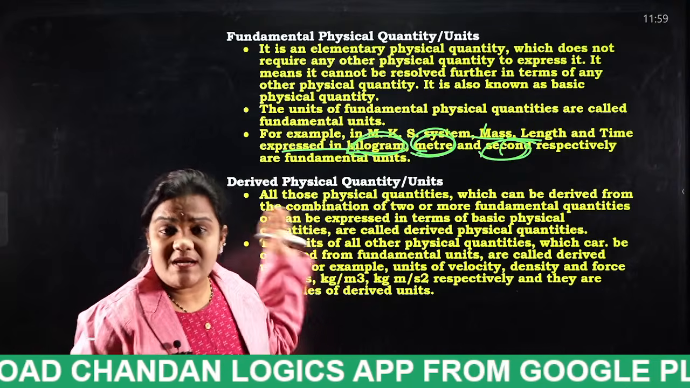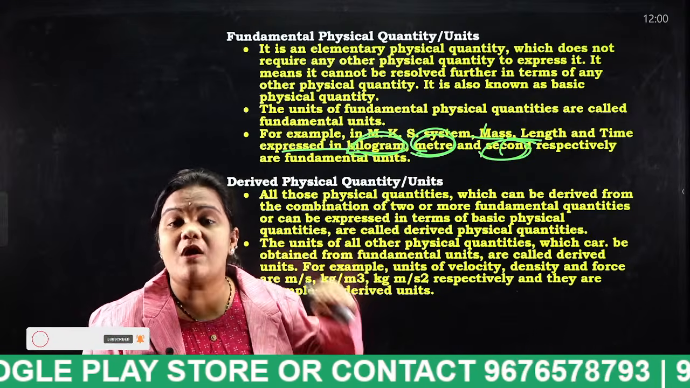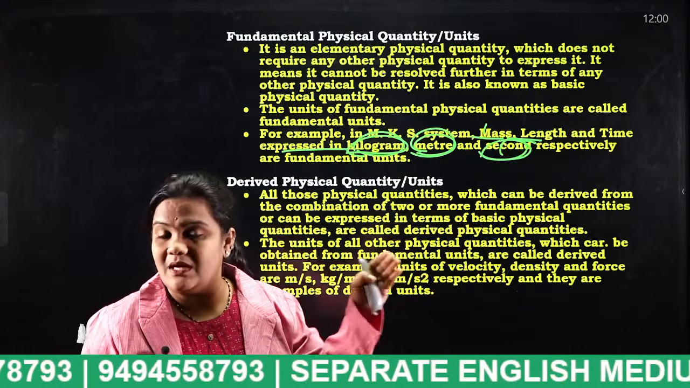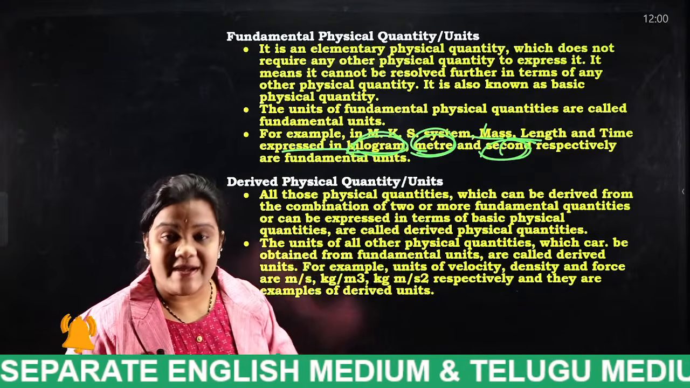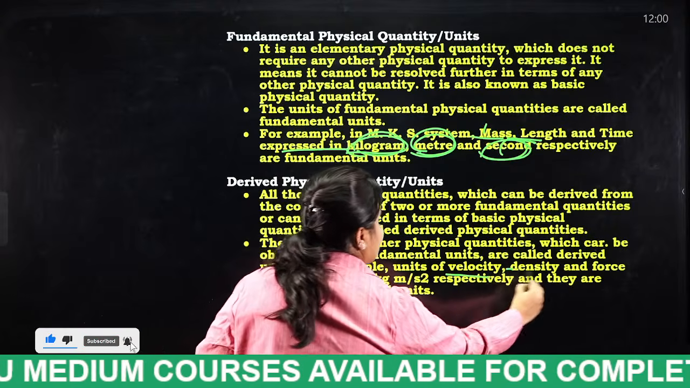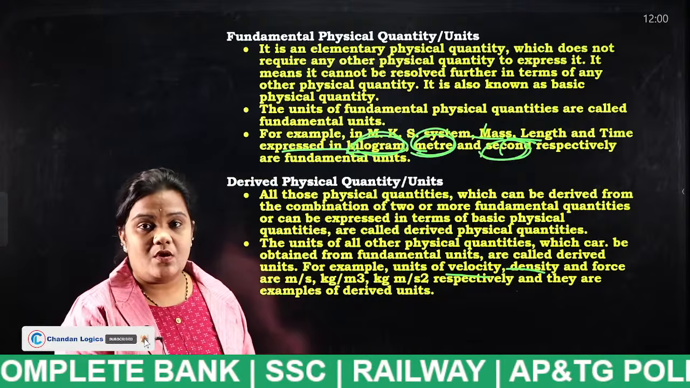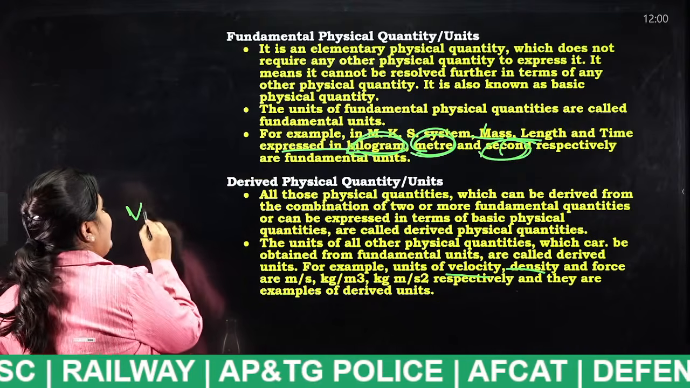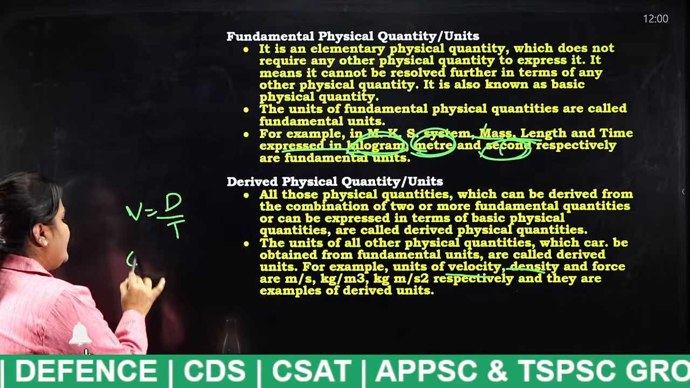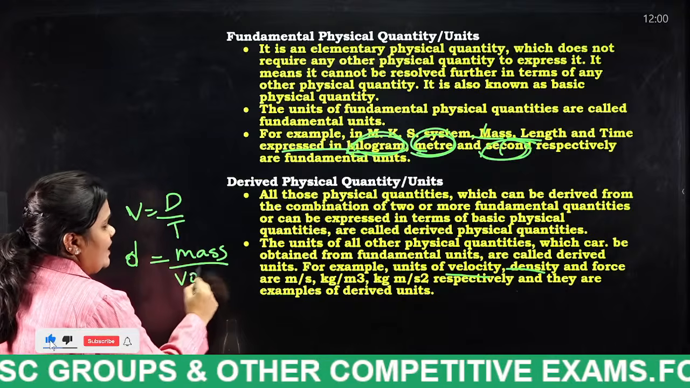In the same way, what are derived physical quantities or derived units? These are derived from one or two combined fundamental physical quantities or units. For example, derived physical quantities are like velocity, density and force. So, what is the formula of velocity actually? Distance by time. And similarly, what is the formula for density? Mass by volume. And in the same way, what is the unit of force?